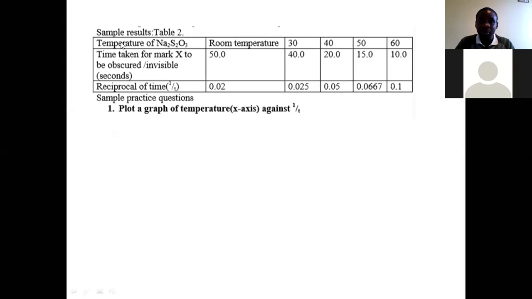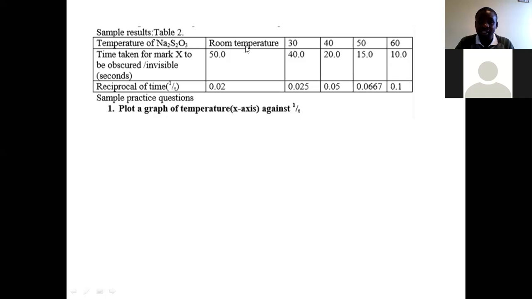Then we have a sample table here. You can see a table where the temperature is increased from 30 to 40 to 50 to 60, and then we have the time taken for the X to be obscured, that means for the colloidal sulfur or the precipitate to be formed. You can see that the time taken at room temperature is 50. Then as you increase the temperature, clearly you can see that the time is decreasing.